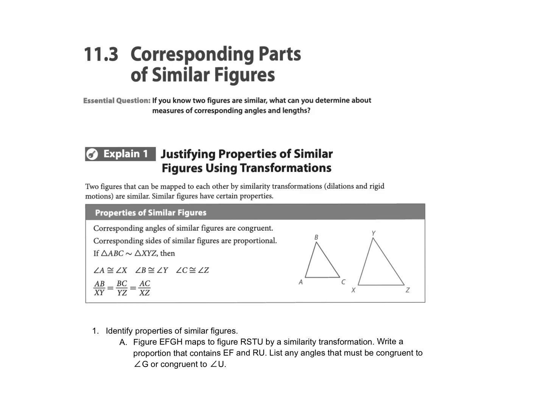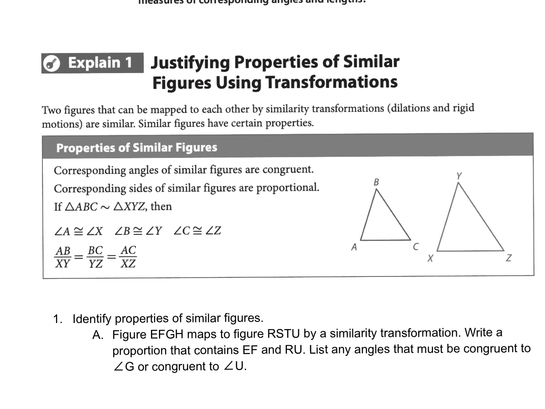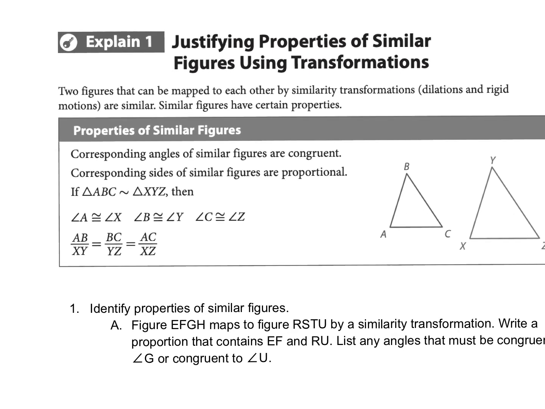Okay, so 11.3 is corresponding parts of similar figures. If we know two figures are similar, there are certain things that we can determine about their angles and their side lengths. Corresponding angles of similar figures are congruent. Corresponding sides of similar figures are proportional.